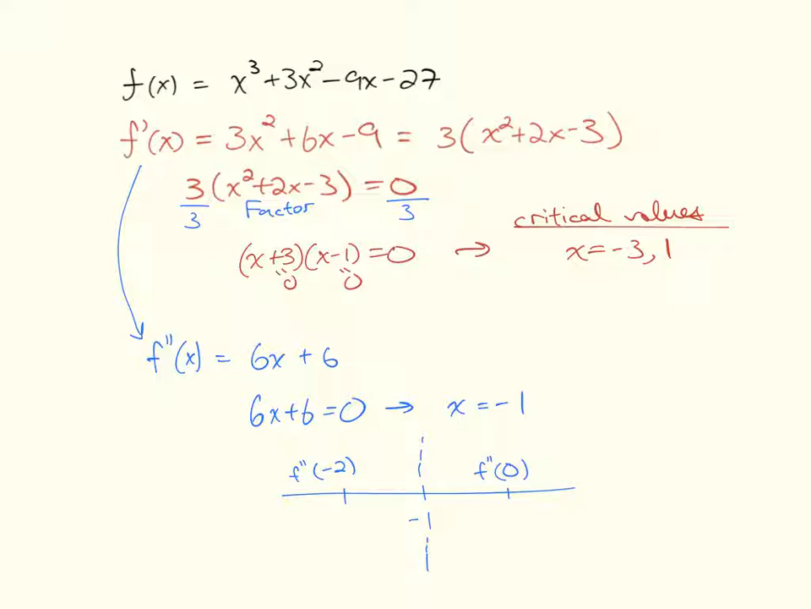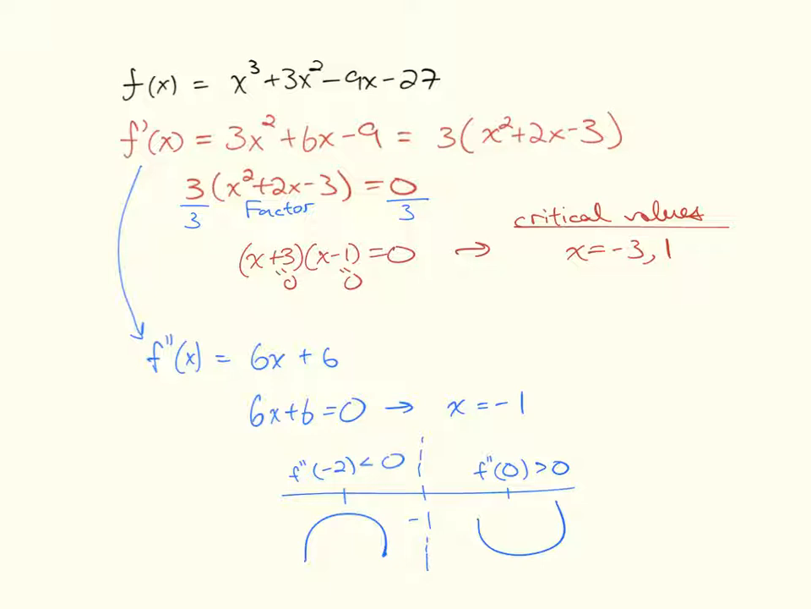It turns out that if you substitute -2 back into the second derivative, you will get an answer that is negative or less than 0. So to the left of -1, this is concave down. And if you go back to the second derivative and you substitute in 0 here, you'll get something positive, and that means it's concave up.